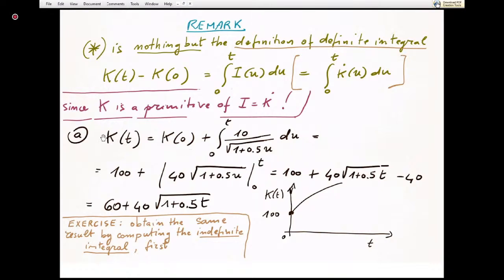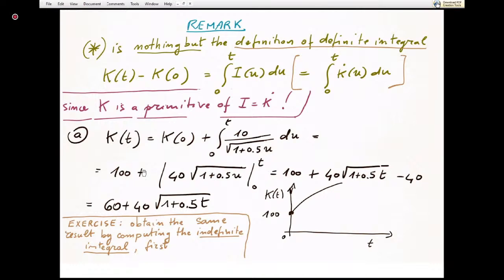So now I use the second approach directly, okay? So K(t) is equal to K0 plus the integral between 0 and t of 10 over the square root of 1 plus 1/2 u du. What is a primitive of this one? Remember, this linear function is raised to the exponent minus 1/2. So in the solution, it will have exponent 1/2 divided by 1/2, so multiplied by 2. And then there is this 10, and then it must be divided by 0.5. So again, multiplied by 2. So it is 40 times the square root of 1 plus 0.5u.